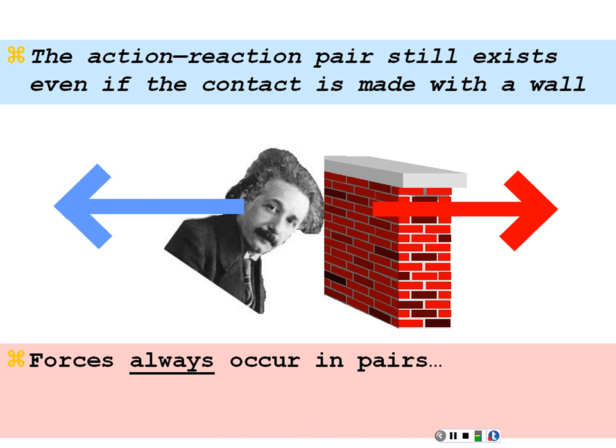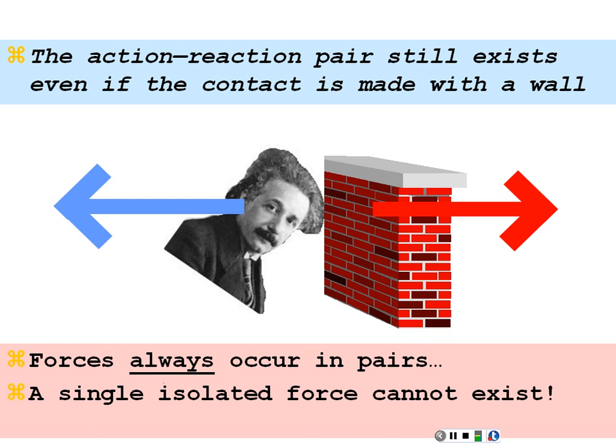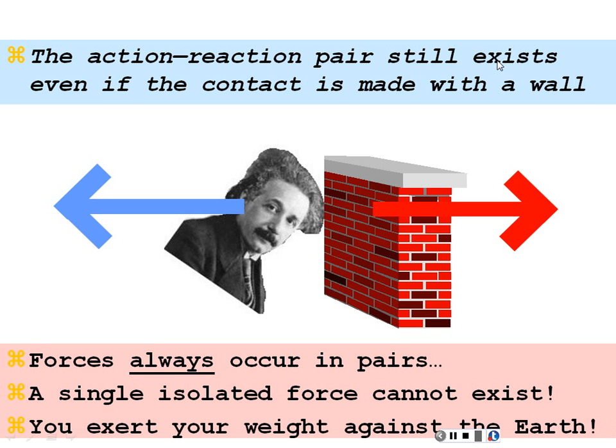Forces always occur in pairs. A single isolated force in nature cannot exist. Every time you create a force, there will be an equal and opposite reaction. So as you create force in the universe, there will be an opposite force, so no new net force will be created in the universe. One example: you exert your weight against the earth, and the earth pushes you back. Whatever you push against the earth, there's a push back.